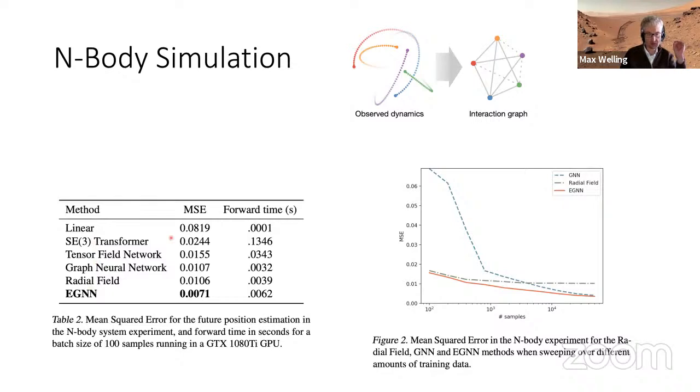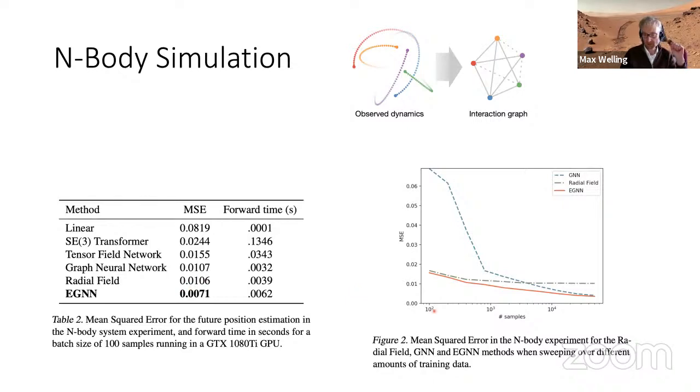So linear is, of course, very rough, and it's pretty poor error, but it's very fast. The SE3 transformer, which we developed before this model, is okay, not great for this task, but most importantly, it's quite slow. It's quite heavy computation. Tensor field networks, a graph neural net without equivariance, pretty good actually. Radial field, which is a model by Kohler and Frank Noe, also does pretty good. It's equivariant, but it doesn't have the full graph neural network properties, and we can see that we can do best.